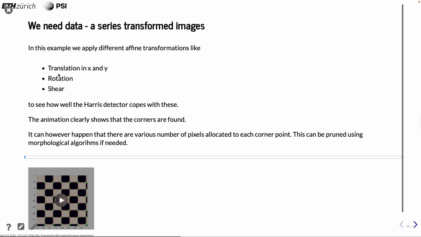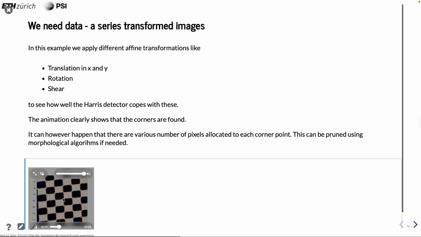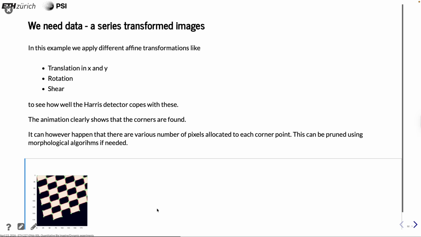So let's see how well the Harris detector can cope with that in this little movie here. And then you can see, you can move out. You can see how the markers stay very well on the corners, and they follow all the way. So that looks like this could be a pretty good choice for the purpose.